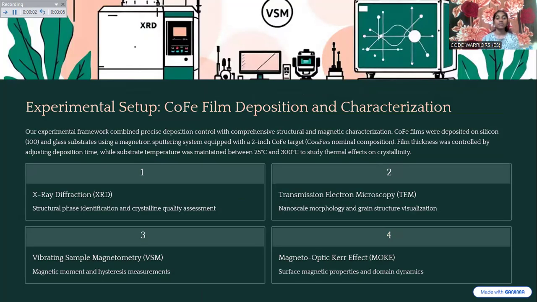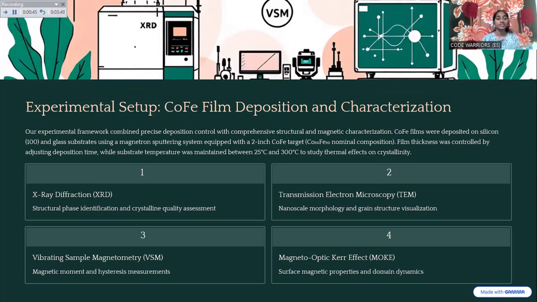Experimental setup. CoFe film deposition and characterization. Our experimental framework combined precise deposition control with comprehensive structural and magnetic characterization. CoFe films were deposited on silicon 100 and glass substrates using a magnetron sputtering system equipped with a 2-inch CoFe target. Film thickness was controlled by adjusting deposition time, while substrate temperature was maintained between 250 degrees Celsius and 300 degrees Celsius to study thermal effects on crystallinity.